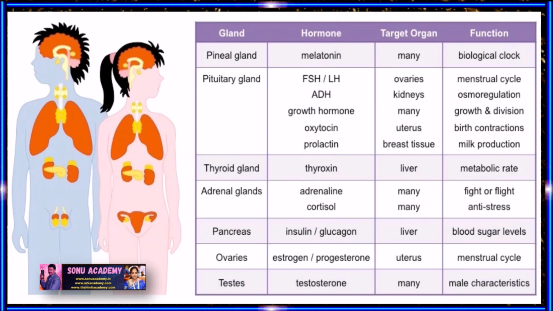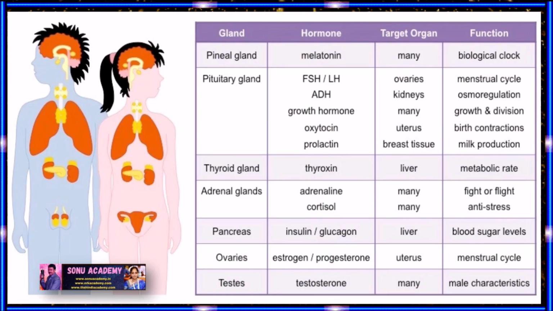The pineal gland releases the hormone melatonin, and its target organs are many. Its function is the biological clock. Next, the pituitary gland. The pituitary gland secretes hormones like FSH, LH, ADH, growth hormone, oxytocin, prolactin, etc. It targets organs like the ovaries, kidneys, uterus, breast tissues, and many others. The functions of the pituitary gland affect the menstruation cycle, osmoregulation, growth and division, birth contraction, and milk production.